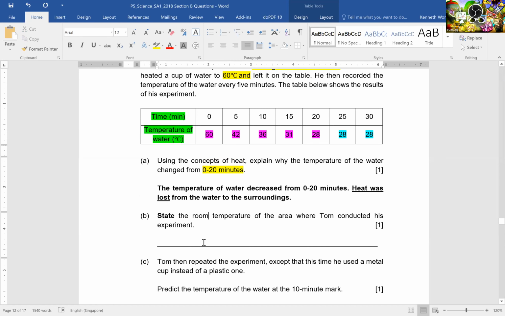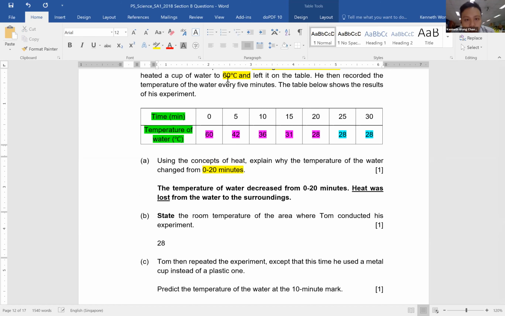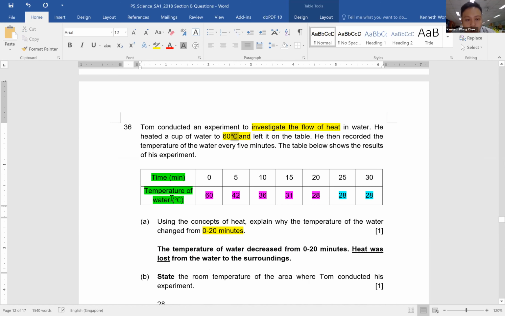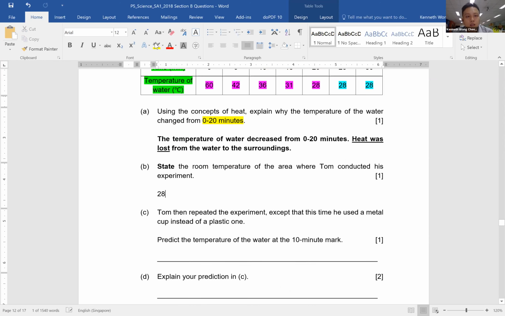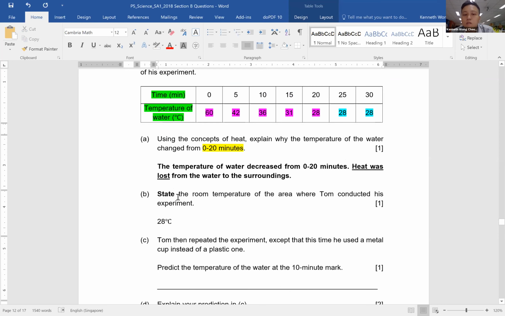28 degrees Celsius. So please write degrees Celsius. If you only wrote 28, it's wrong. Take note. Anybody wrote without the degrees Celsius? Wrong. If you just wrote 28, 0. So why am I showing you this? You need to be more careful with units. I know you are very careful with units in math, or maybe in science, you're not so careful.